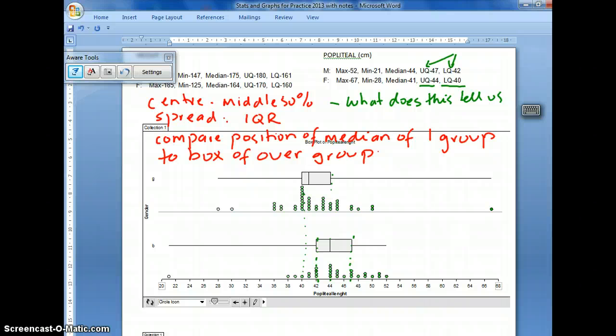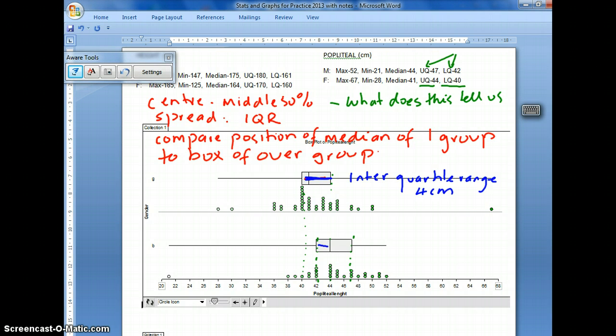Okay, the spread. The spread, the interquartile range, that's the distance between the boxes. Whoops, I'm going to try a blue pen to talk about spread. So we're going from here to here. That's the spread, the interquartile range. The interquartile range for the girls, of course, is the distance between the lower and the upper quartile. So that's 4 centimetres for girls.